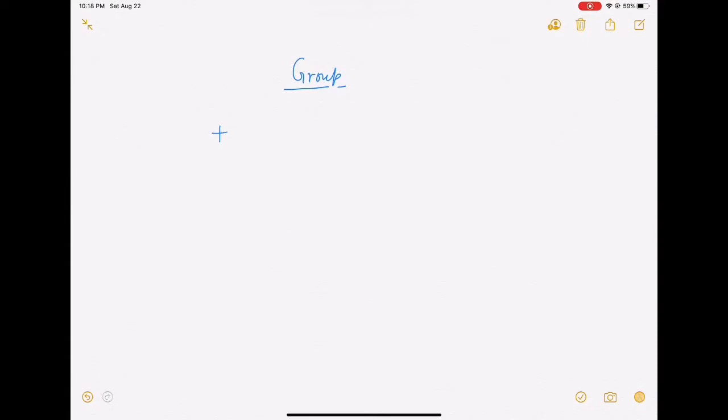Plus is an operation that needs two operands to operate, meaning 2 plus 3 gives you 5. So these 2 and 3 are called the operands. This is one operand and this is another. And this plus is called the operator. So here plus is an operator that needs two operands to operate.